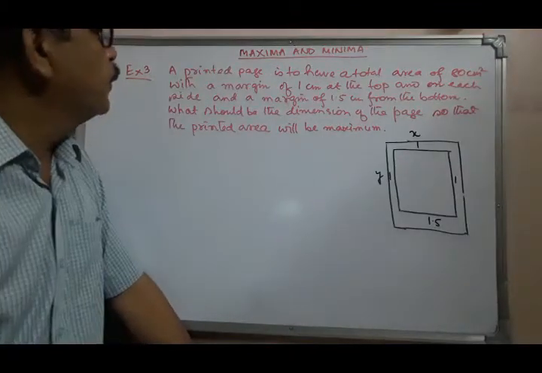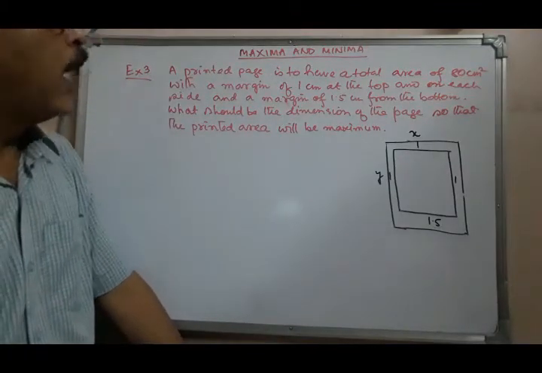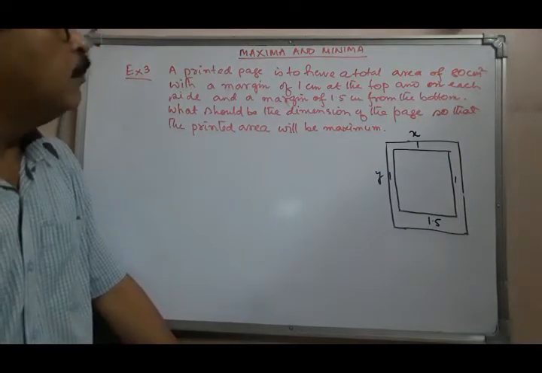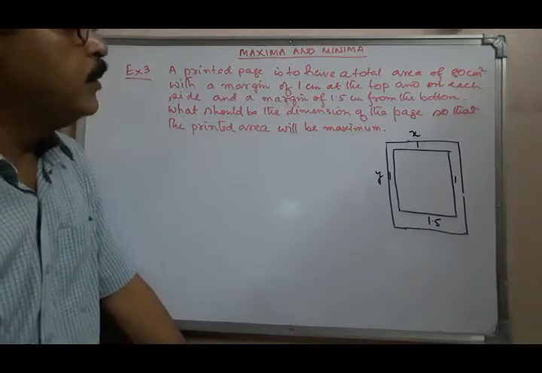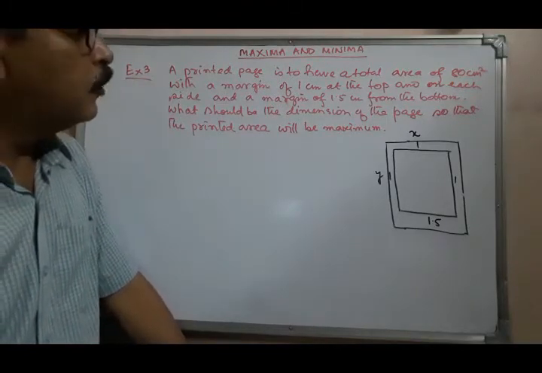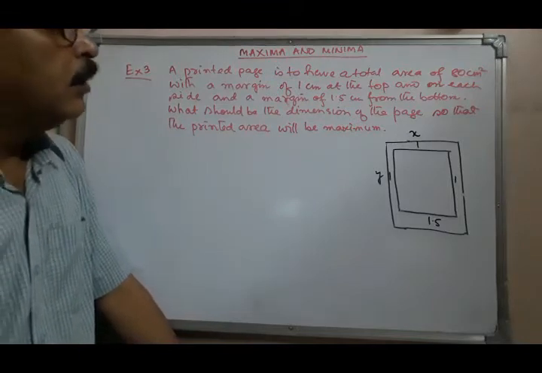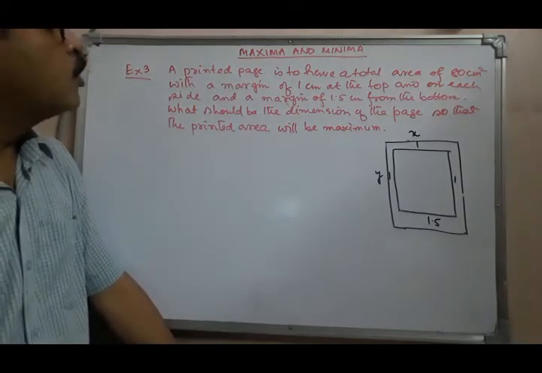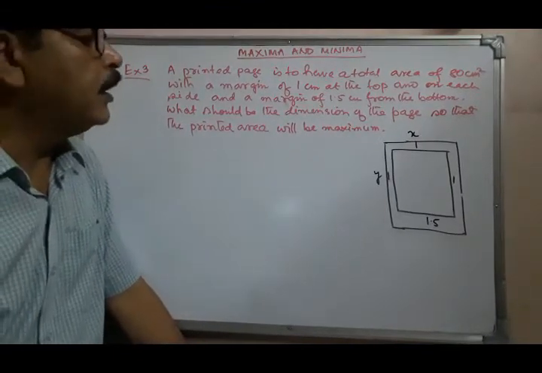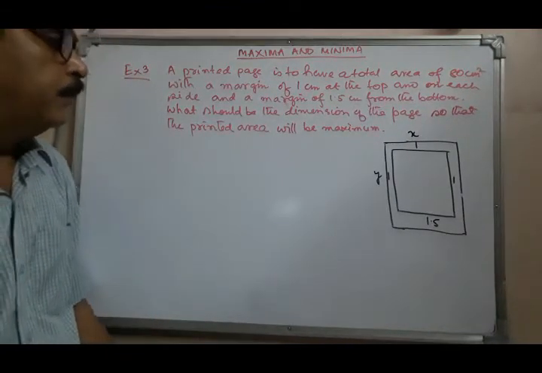Example 3. A printed page is to have a total area of 80 centimeters square with a margin of 1 centimeter at the top and on each side, and a margin of 1.5 centimeter from the bottom. What should be the dimension of the page so that the printed area will be maximum?